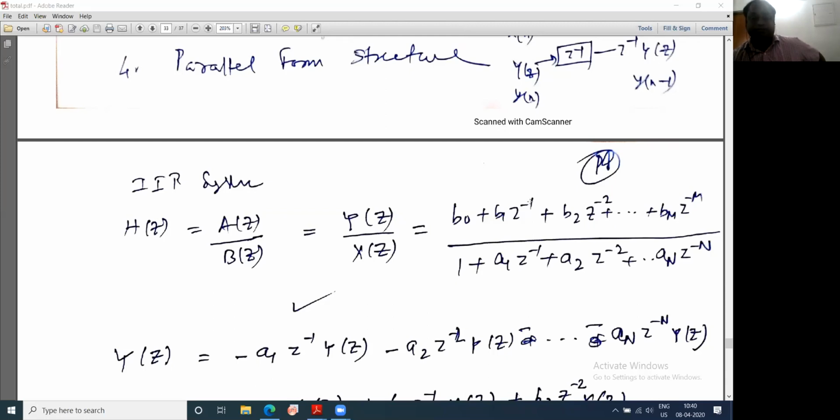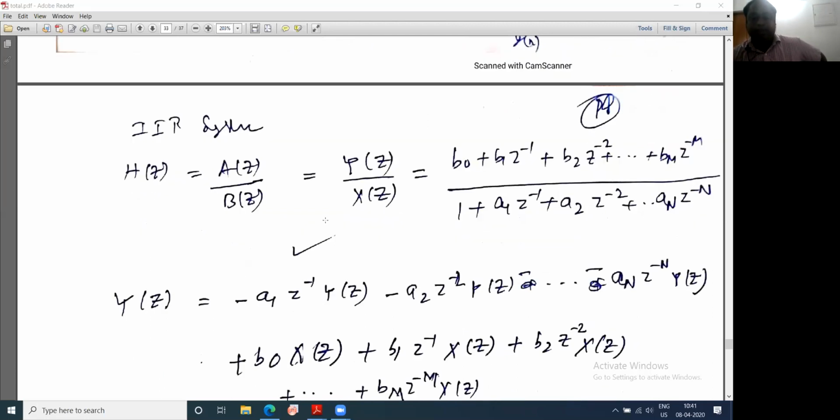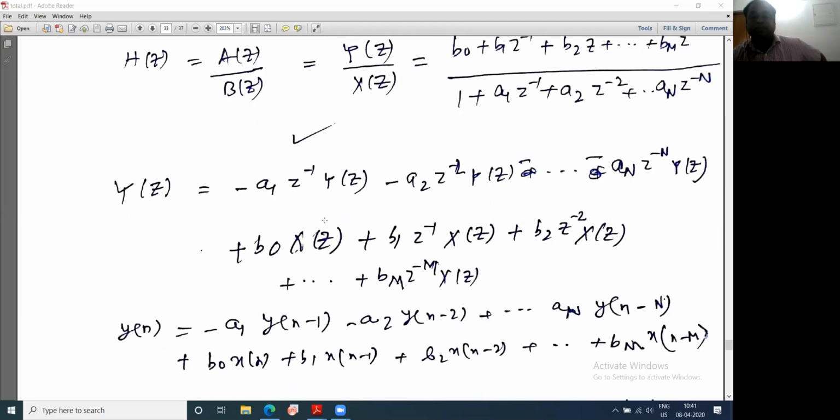My point is that the transfer function of a system is essentially the Z transform of the output divided by the Z transform of the input. The ratio of the Z transform of the output and input, that is the definition of transfer function. And the impulse response will be the inverse of the Z transform. That we have discussed, right? Now, while realizing this system, there are 4 cases: direct form 1, direct form 2, parallel structure, and cascade structure.